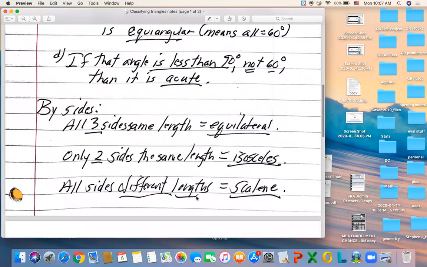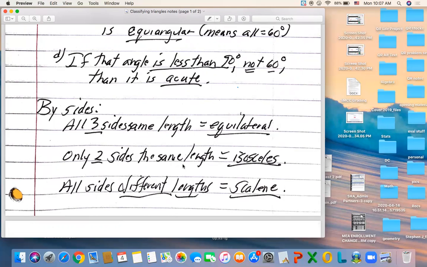Second part is doing it by sides. When we do it by sides, we have 3 choices: equilateral, isosceles, scalene. 3, 2, 1. If all 3 sides of the triangle are the same length, we call it equilateral. Lateral means sideways or sides. So it means equal sides.